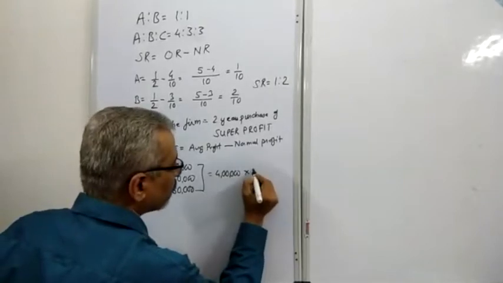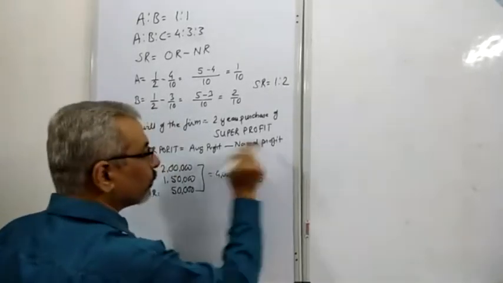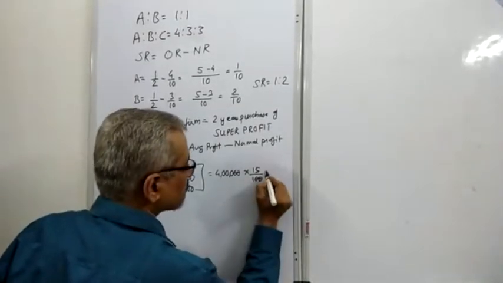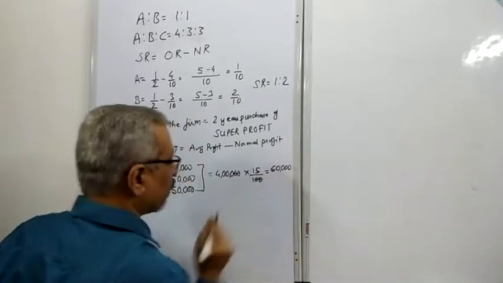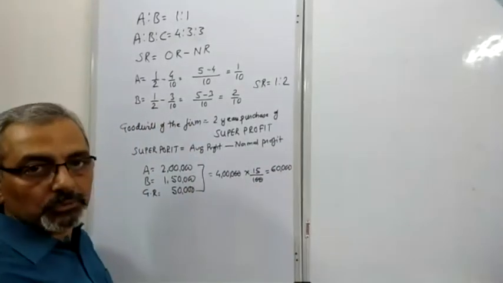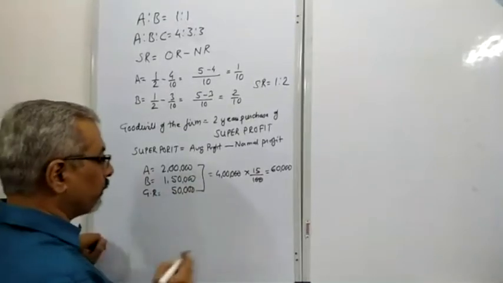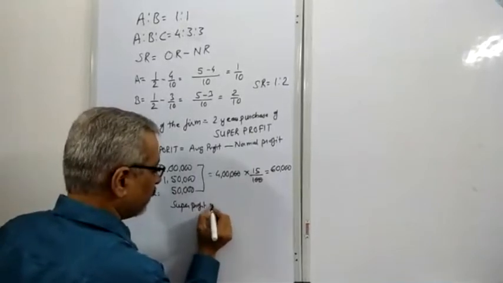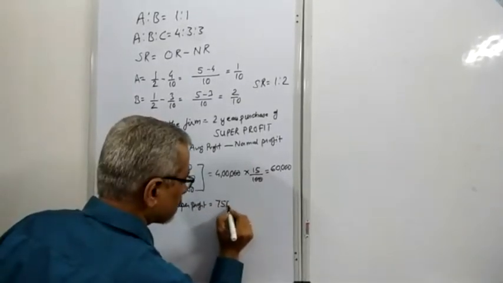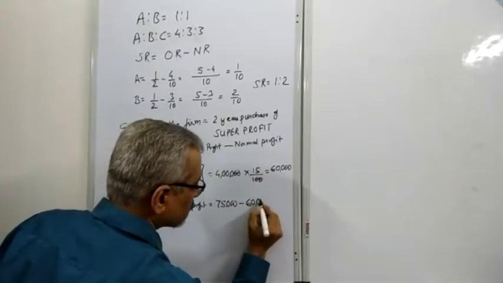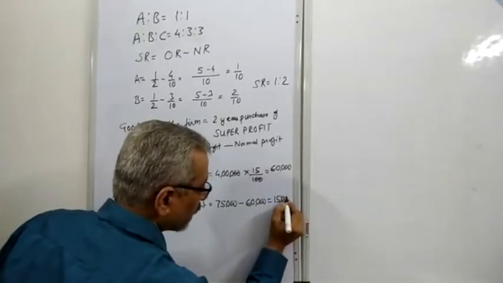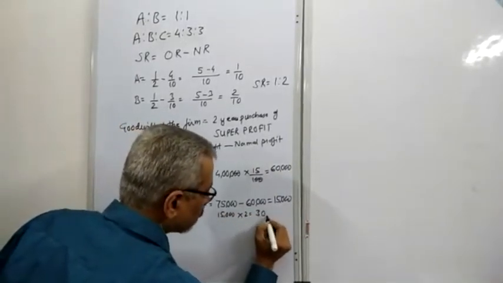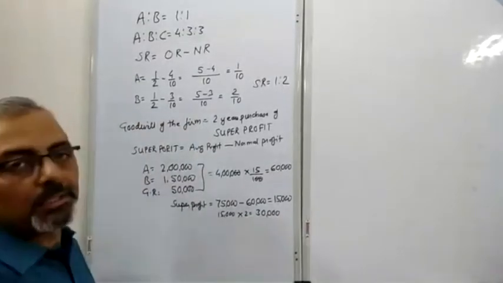And if you calculate 15% of 4 lakh, which is the normal rate of return given in the question, we will get the amount as 60,000. So the normal profit is 60,000. If the normal profit is 60,000, what will be the super profit? Therefore, super profit will be 75,000 minus 60,000, which is 15,000, and 15,000 multiplied by 2 is 30,000. So the goodwill of the firm is 30,000.